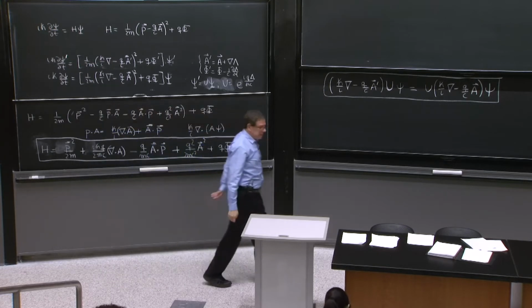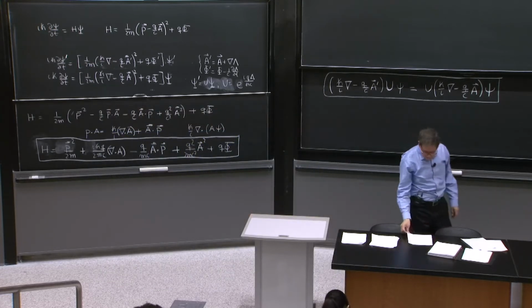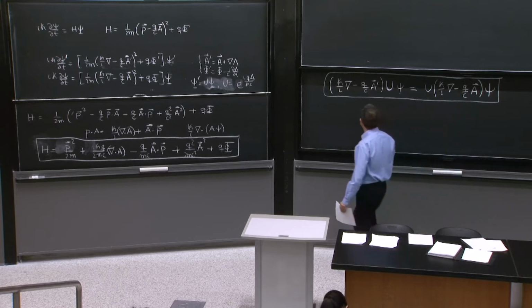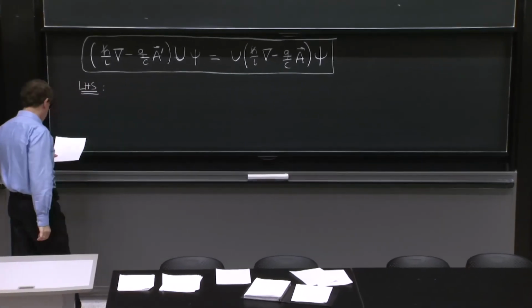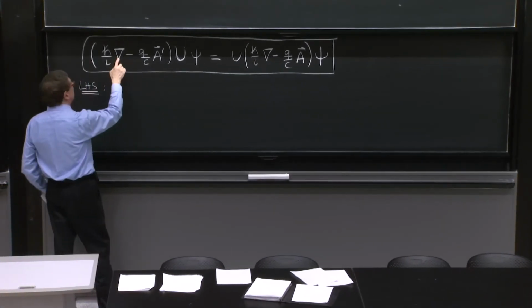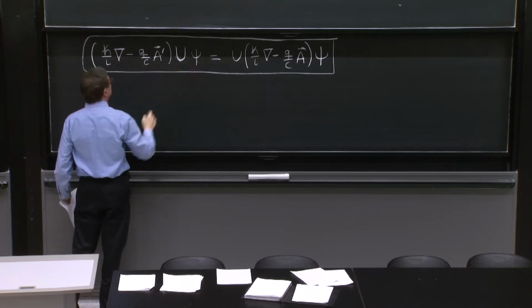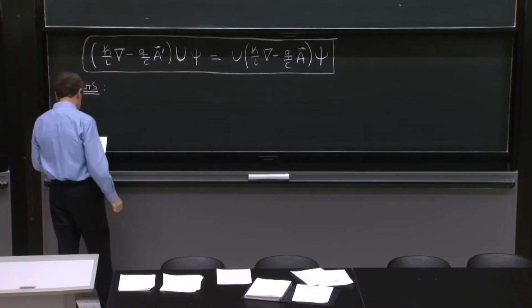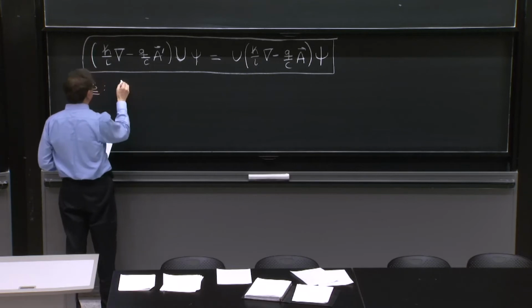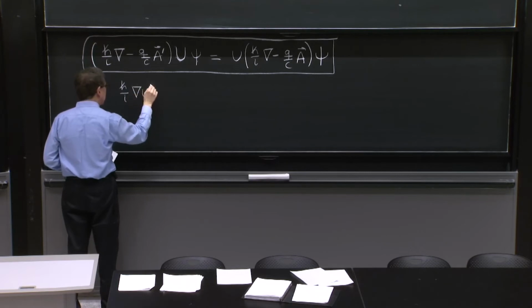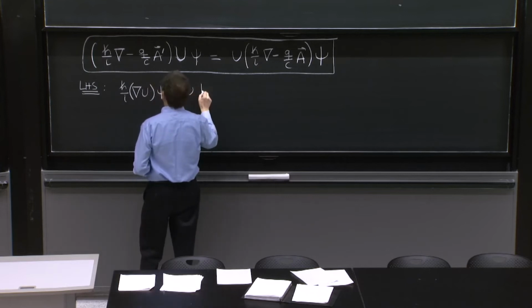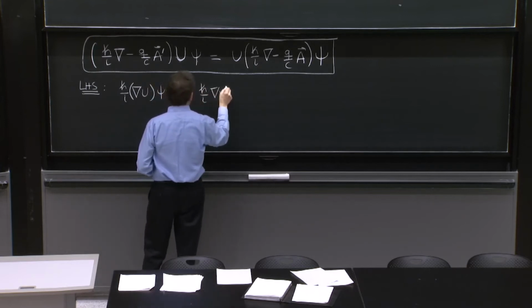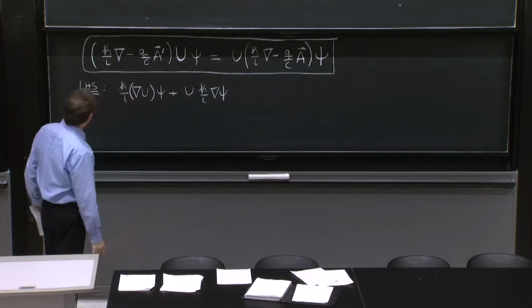So this is a simple equation to show. For example, I can take the left-hand side and see what happens. So the first term, you have a gradient acting on the product of two functions, and that's just the gradient acting on each. So h over i, gradient of u, times psi, plus u, h over i, gradient of psi. That's the first term.